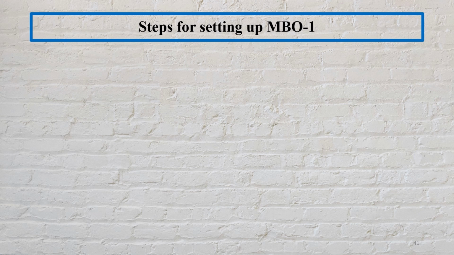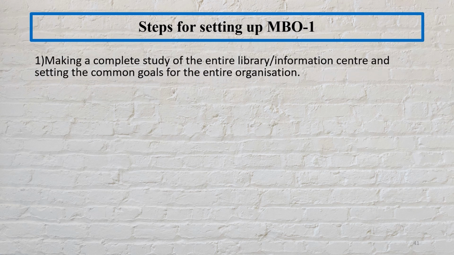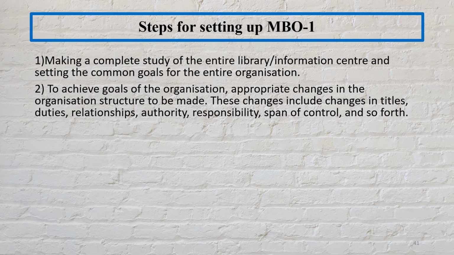What are the steps for setting up MBO? Step 1 is making a complete study of the entire library or the information center and setting the common goals for the entire organization. To achieve goals of the organization, appropriate changes in the organization structure are to be made. These changes include changes in titles, duties, relationships, authorships, responsibility, span of control and so forth.